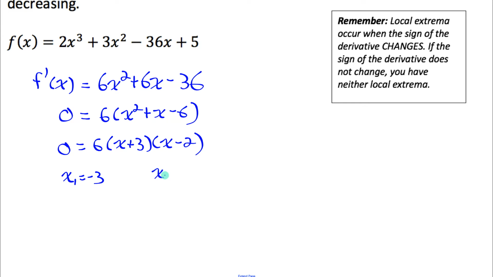And x minus 2 would be 0 if x was 2. So those two x values make the derivative be 0. So these are what we call critical numbers. So the critical numbers are negative 3 and 2.